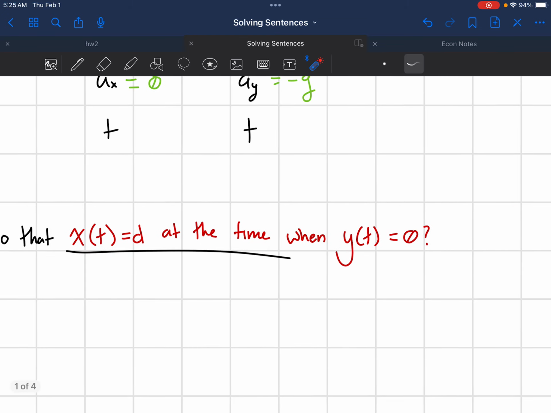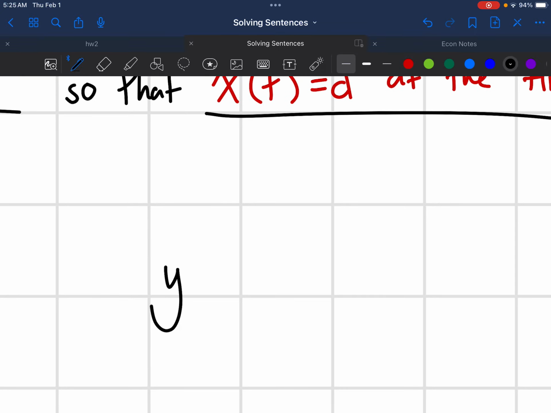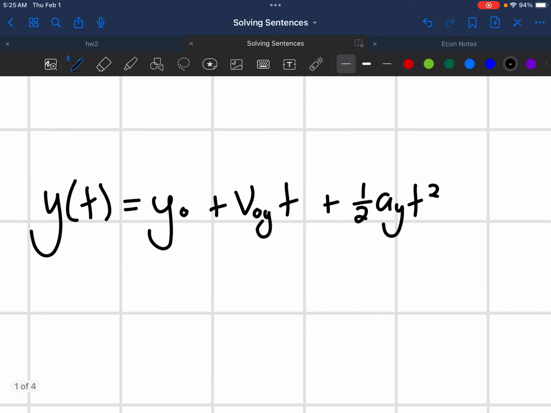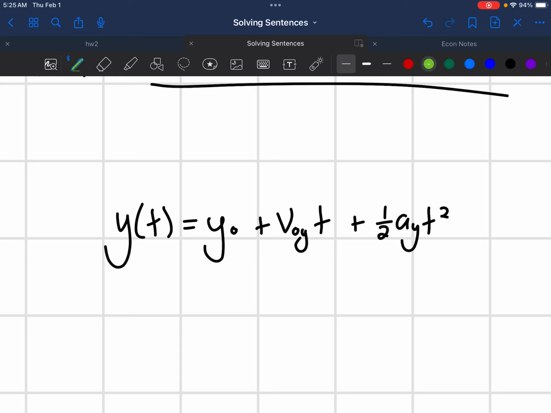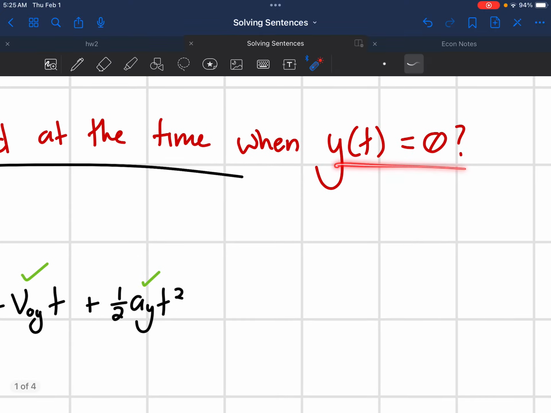First I have to find the time when y of t is 0. So I'm going to set up my y of t equation. y of t equals y naught plus v naught y t plus 1/2 ay t squared. Again, I know my y naught, I know v naught y, I know ay. And now I set y of t equal to 0.